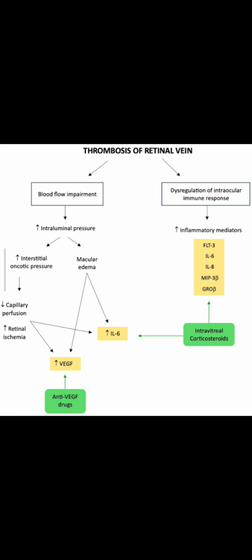So this is about CRVO, and there is also something called BRVO. BRVO is hemiretinal vein occlusion, quadrantic retinal vein occlusion and small branch occlusions. In central retinal vein occlusion the main trunk is occluded, whereas in branch retinal vein occlusion the features are confined to one quadrant. This is about CRVO and some of its important parts.